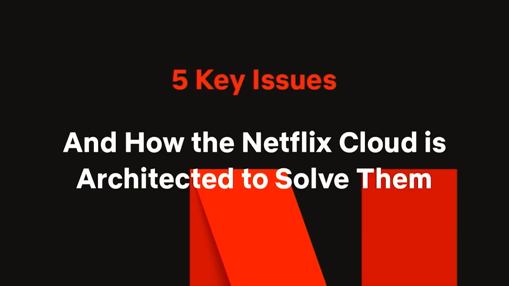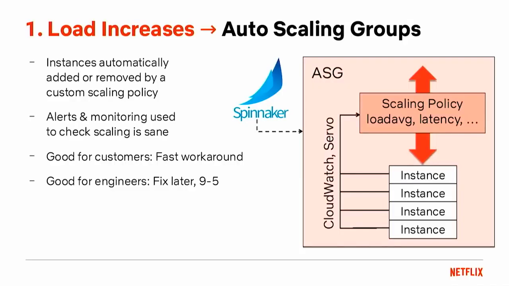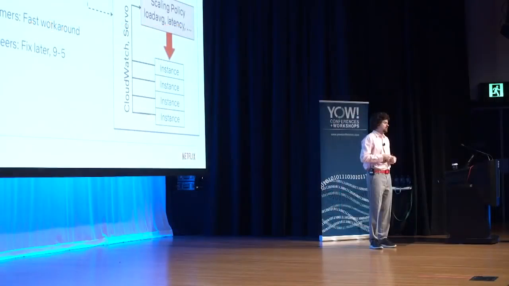Another way to understand Netflix is to go through 5 key issues and how the Netflix cloud is already architected to solve them. The first is load, if load increases. We're using auto-scaling groups. A lot of you may be already doing this. So we have a custom scaling policy that might be based on load average, CPU utilization, latency, and that can automatically add instances as load increases.